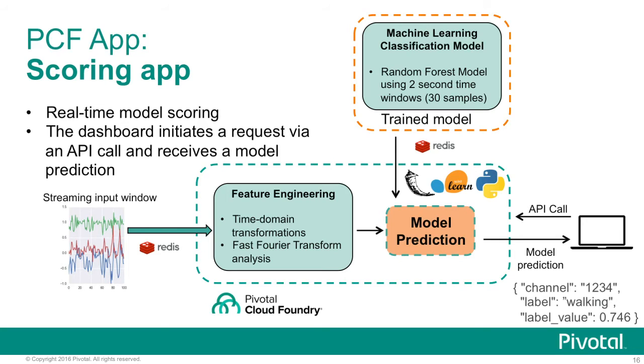We're doing the feature engineering on that data again. That's giving us a model prediction now. And also the input is that trained model that we built at the top. So we've done that. And then the dashboard is basically hitting this model scoring app and saying, hey, model scoring app, what is the status of this data? What is the classification of this user? And then it sends back an API response of the model prediction.